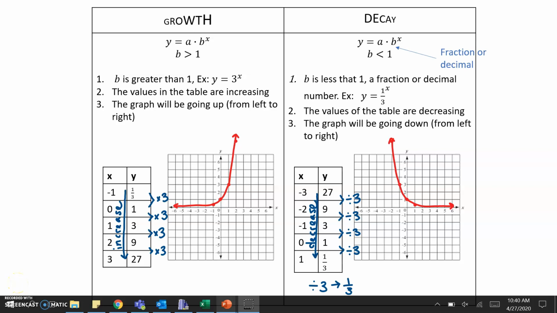Okay, we're continuing exponential growth versus exponential decay, but this week we're going to be focusing on the graphs of each. So here's just kind of a review of everything we've learned so far about exponential growth versus exponential decay.